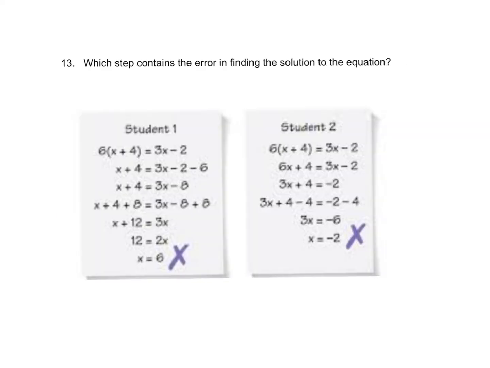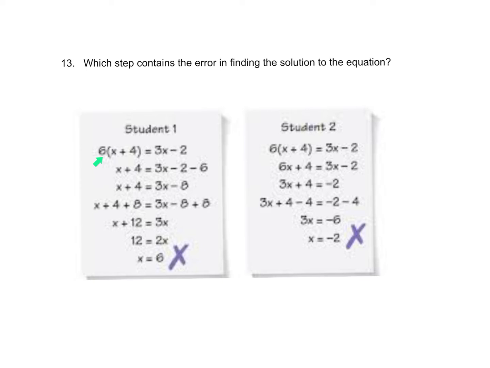All right, this question says, which step contains the error in finding the solution to the situation? So basically, for this review's sake, I've just given you a couple of examples here that show some students making mistakes. You can see the very first thing here, we have an equation, 6 times x plus 4 equals 3x minus 2.